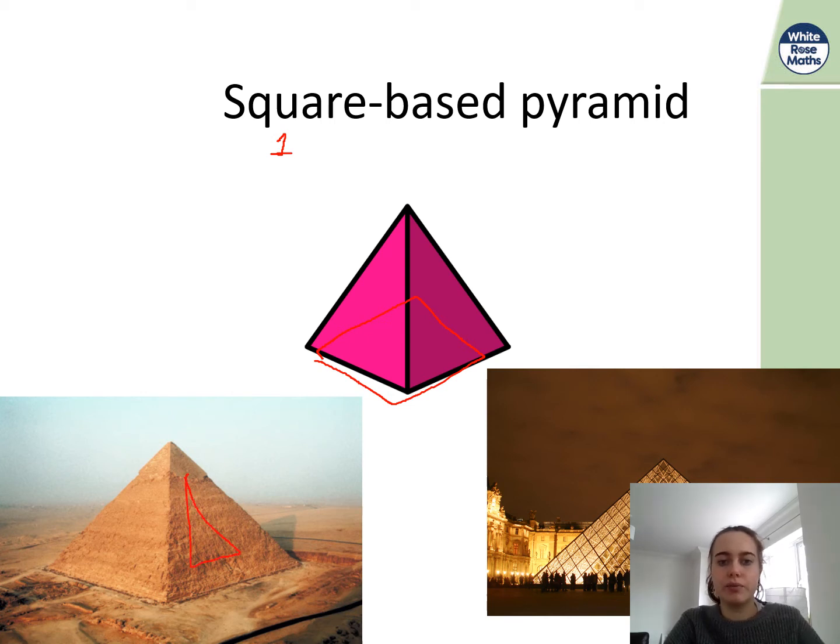And in real life, we see some square-based pyramids in the pyramids in Egypt. And there's also a museum in France called the Louvre, which is a square-based pyramid as well.